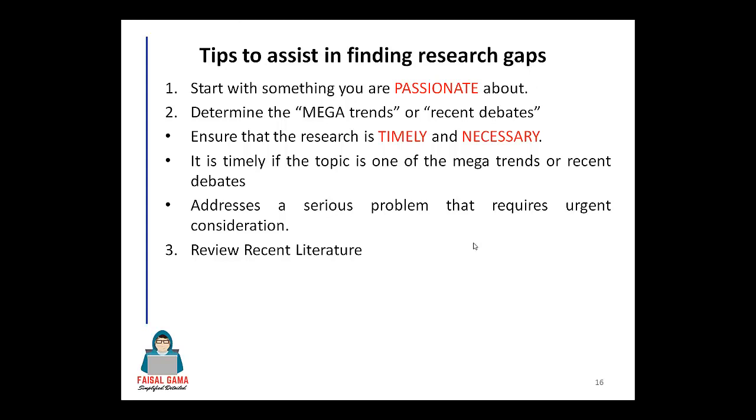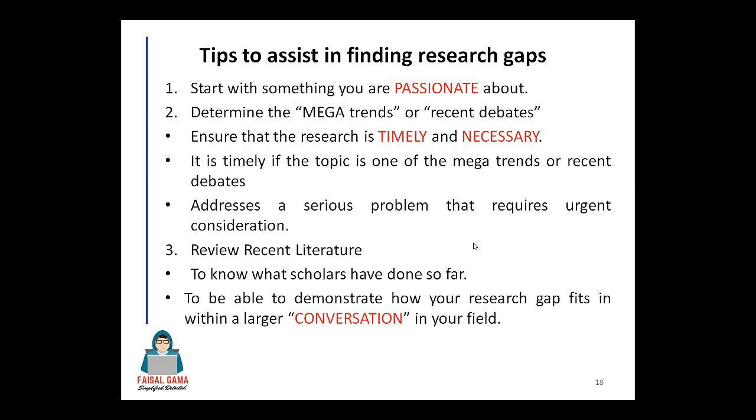So 3 years is enough to make sure that the research papers are timely. This will ensure that we know what scholars are doing so far, because research is not done in isolation. We can't just start doing research on our own. We have to review what has been done in that particular field, and then we'll be able to find what scholars have not tackled, and that is our research gap.